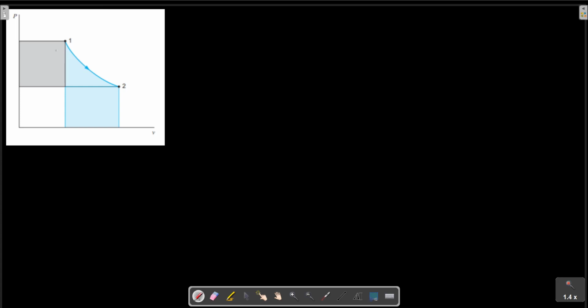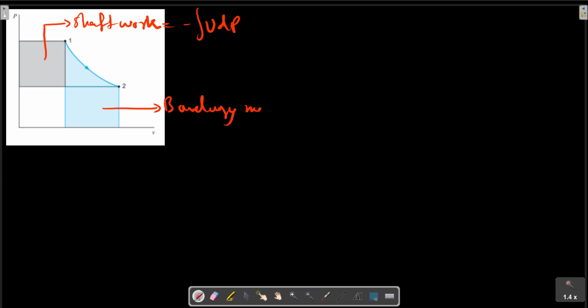This is the shaft work, VdP, and this is the boundary movement work, PdV.